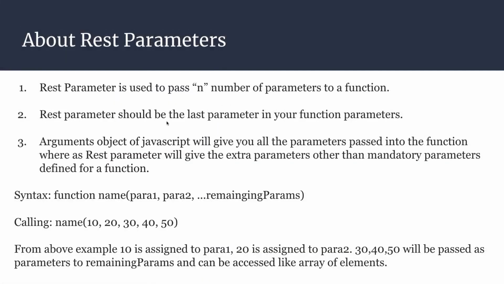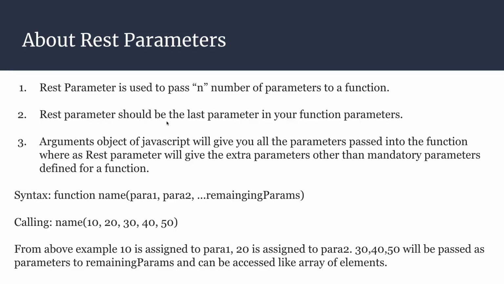Let's summarize this. REST parameters. REST parameters are used to pass n number of parameters to a function. A REST parameter should be the last parameter in your function parameters. The arguments object of JavaScript will give you all the parameters passed into the function, whereas REST parameters will give the extra parameters other than the mandatory parameters defined in the function. For example, the below is the syntax. Function with a name and para1, para2 are the two mandatory parameters and the remaining parameters with the REST operator.